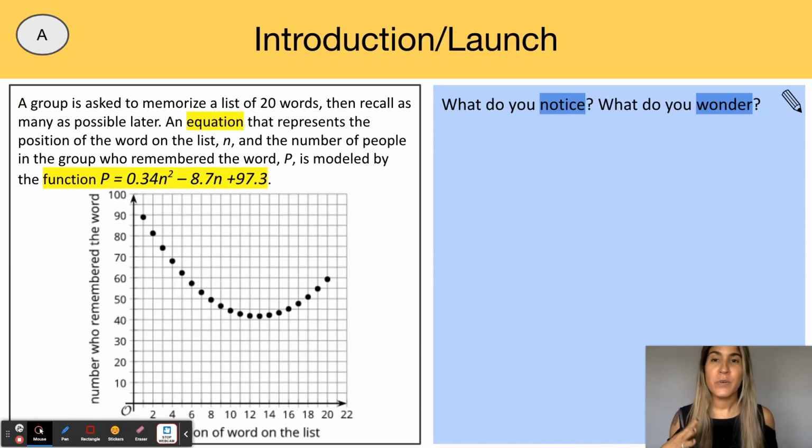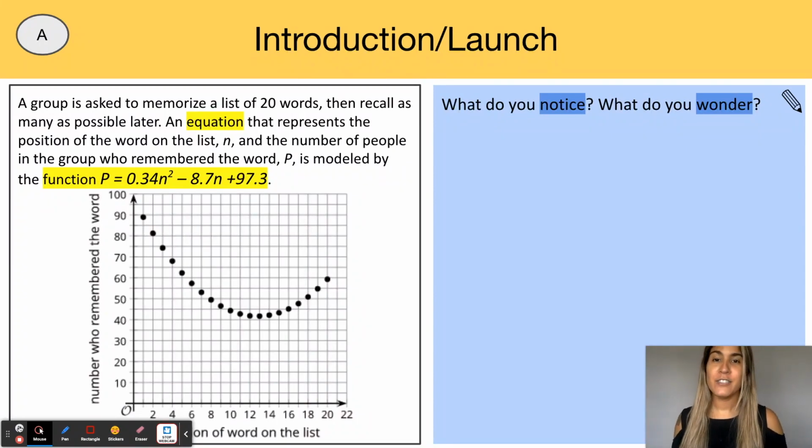We are going to focus today on our introduction launch. Our introduction launch says, a group is asked to memorize a list of 20 words, then recall as many as possible later. So this group of people is going to be asked to learn 20 words by memory and then to be able to remember these words later. That's what it means to recall. An equation that represents the position of the word on the list. So there is a list of 20 words: the first word, second word, third word, all the way to number 20.